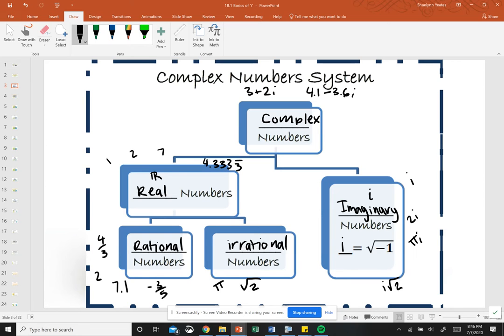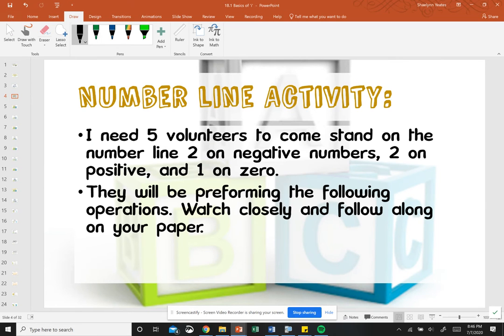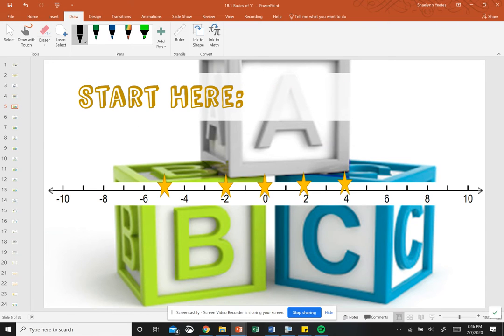Okay, so normally in class, I would need 5 volunteers to come stand on a number line in the classroom. Because you're watching the video, I don't have that. So what we're going to do is I'm going to have my 5 stars, literally they're stars, on my number line. And I need 2 negative numbers, 2 positive numbers, and a number on 0, and someone on 0. They will be performing operations, and we're going to decide what those operations are. Okay? So if you're looking at your paper, this should make sense. If not, okay, we're starting here.